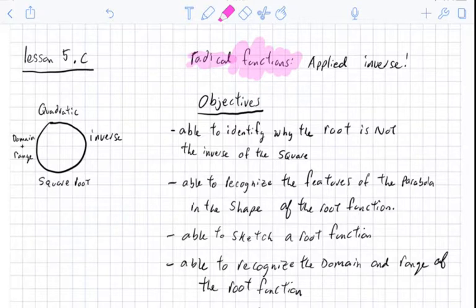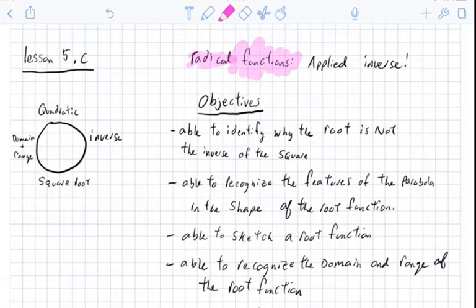By the end of it, you'll be able to identify why the root is not the inverse of the square. We'll talk more about that later. And you'll be able to recognize the features of the parabola in the shape of the root function, and you'll be able to sketch a root function, and you'll be able to recognize the domain and range of a radical function. Okay? It sounds very complicated, but it's actually fairly specific, easy to understand.